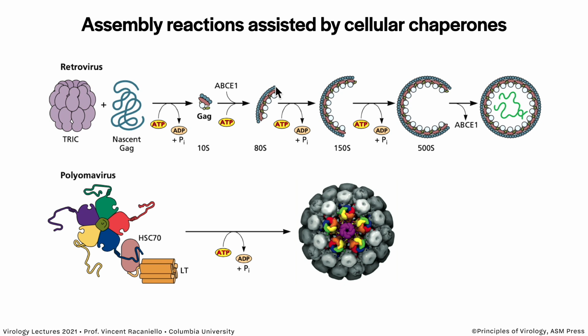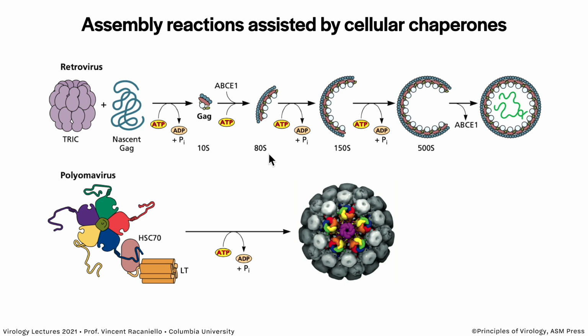And these eventually all line up and start to make a curved capsid, if you will. And this trick is involved in that. And then at the last step, another cellular chaperone is involved in closing the gap. Polyomavirus, the same thing. There is a cellular chaperone called HSC70, which assists in the assembly of pentamers to form the virus particle.